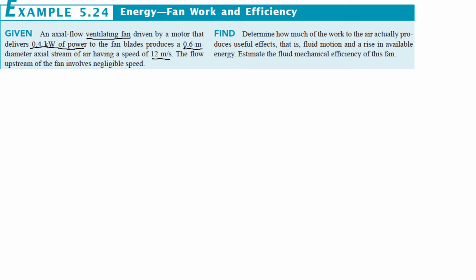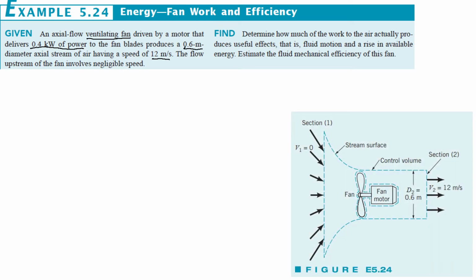So let's look at the diagram. This is a ventilating fan, so this is actually sucking some air out of a room. This is the diameter 0.6 meter that they are talking about in the statement, and the velocity downstream is 12 meter per second. The flow upstream of the fan involves negligible speed. So this is the upstream of this fan, and at upstream the flow velocity is negligible. Let's suppose that the flow here was static and this exhaust fan was turned on to suck some air out of this room. So here at section 1 our velocity is 0.